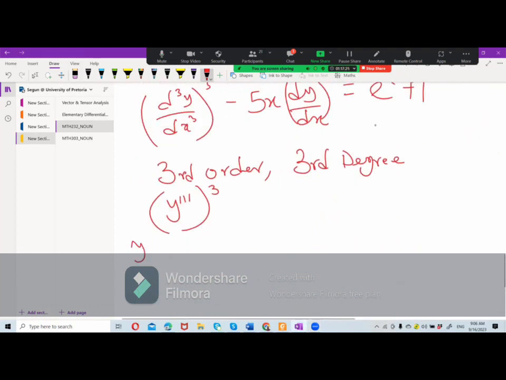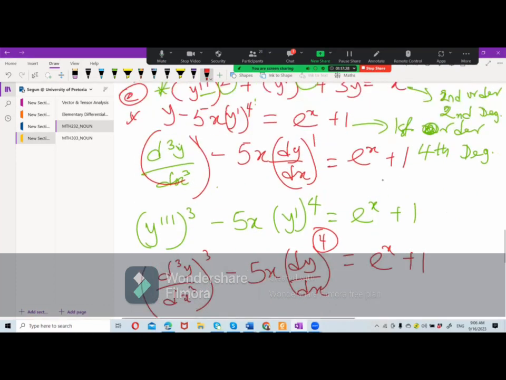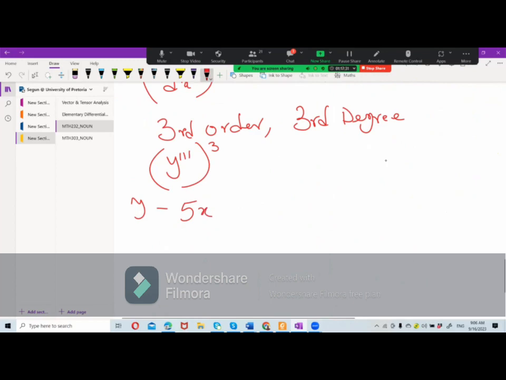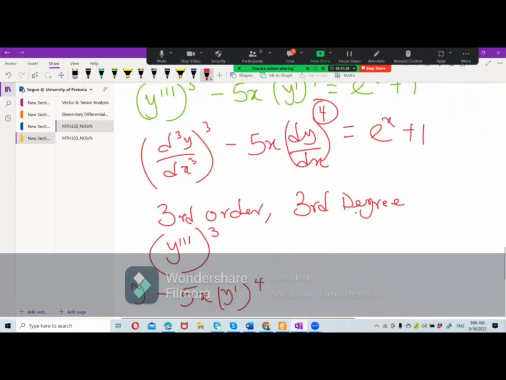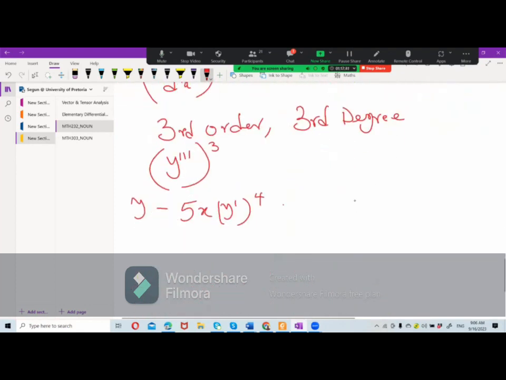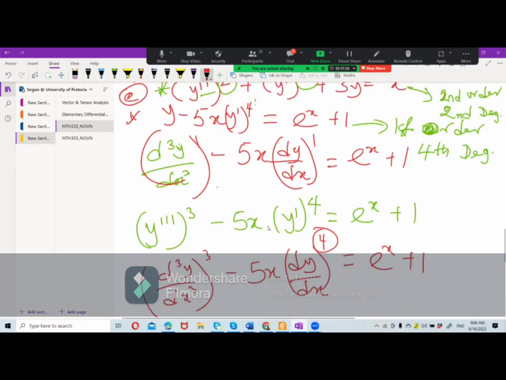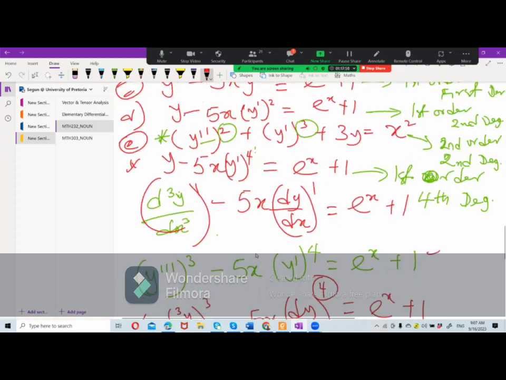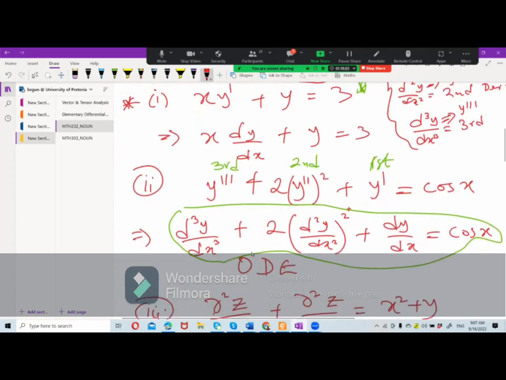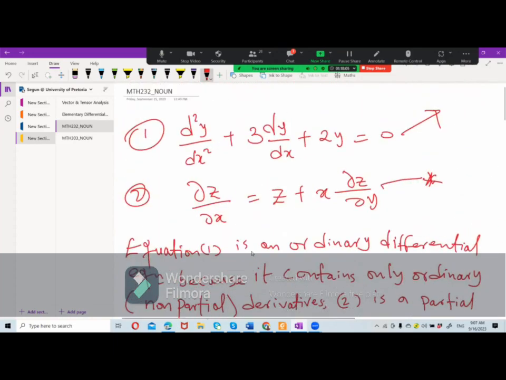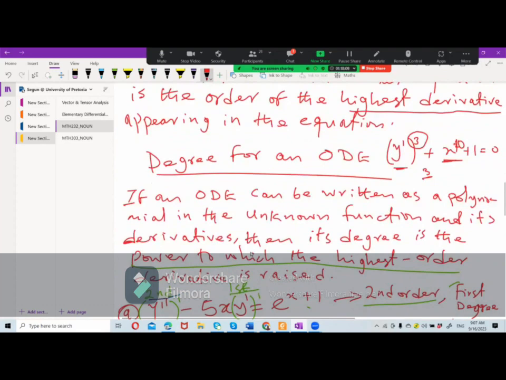The question is y minus 5xy prime raised to power 4, right? Is it the same thing? Equals exponential s plus 1. Is it this question you are talking about, please? So go up a little. It's written in green. This is still the same. This one? No, up a little. It's over zoom. I can't see.